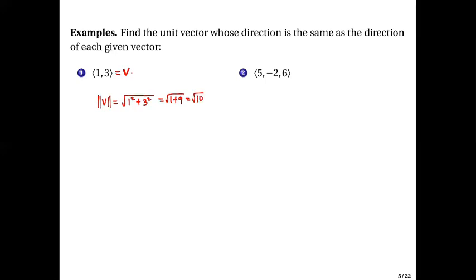And therefore, v hat, the unit vector in the same direction as v, is equal to 1 over magnitude of v times v. So this is equal to 1 over square root of 10 times the vector 1, 3. And as a vector, this is equal to 1 over square root of 10, comma, 3 over square root of 10. So this is our v hat. Question?